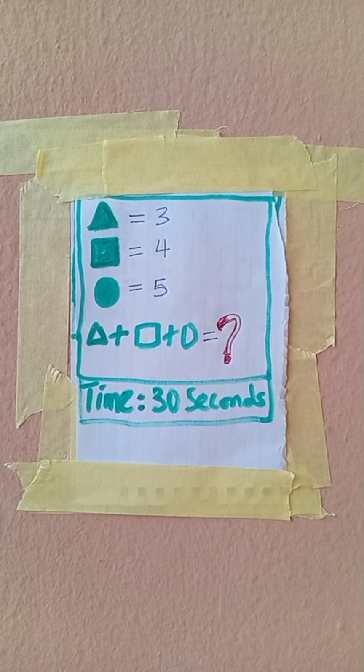Tell me the answer to the math puzzle on the board. If the triangle has a value of 3 and the square has a value of 4 and the circle has a value of 5, sum them up and tell me the answer. What is 3 plus 4 plus 5? This is simple arithmetic. Anyone can get the answer.